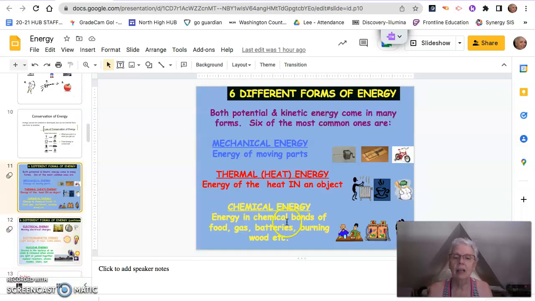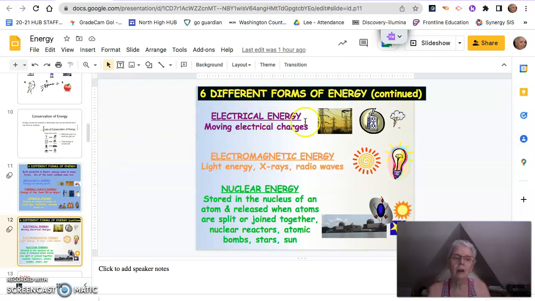Chemical energy is energy in chemical bonds, such as food, gasoline, batteries. All of those things have chemical energy in them. The other 3 are electrical energy. This is moving electrical charges, such as across power lines, in a box in your house that you plug into, or a lightning bolt.